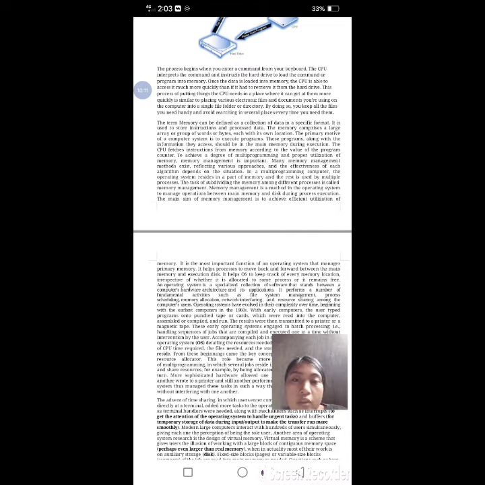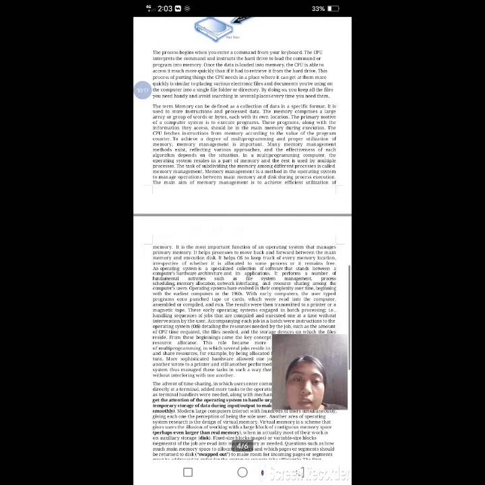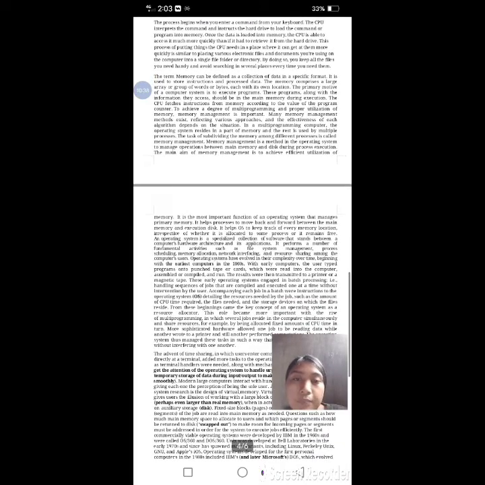The primary motive of a computer system is to execute programs. These programs, along with the information they access, should be in the main memory during execution. The CPU fetches instructions from memory according to the value of the program counter. To achieve a degree of multiprogramming and proper utilization of memory, memory management is important. Many memory management methods exist, reflecting various approaches, and the effectiveness of each algorithm depends on the situation.